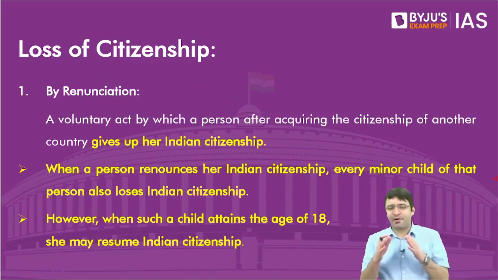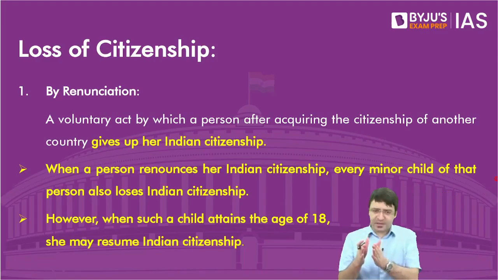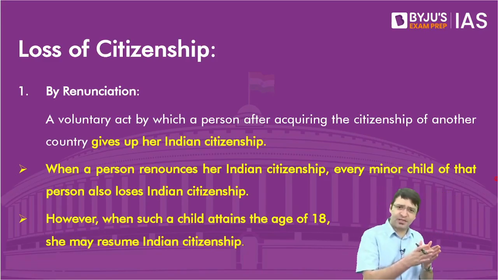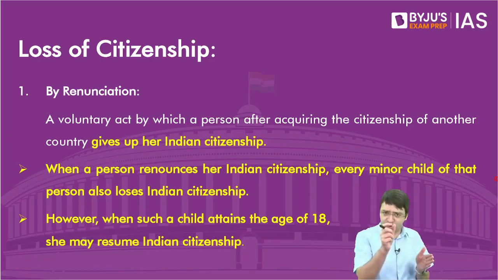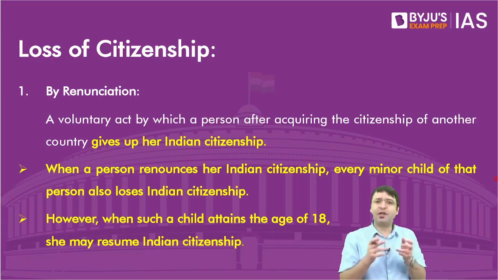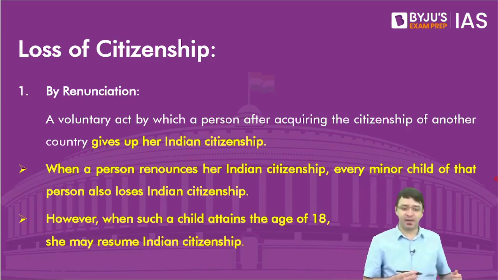Now, there are 5 ways by which one can acquire Indian citizenship: by birth, by descent, by registration, by naturalization, and by incorporation of foreign territory. The clause by registration, we will discuss slightly later, so bear with me. There are 3 ways by which one can lose the citizenship as well. Which are these 3 ways?